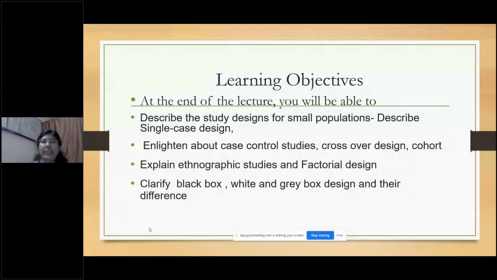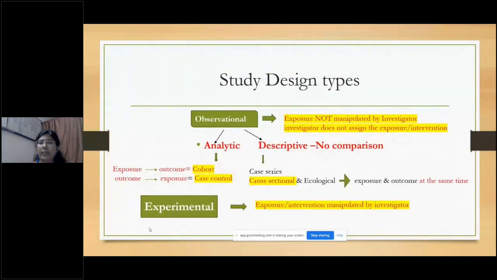Today we will see the types of study designs for small populations, like single case design, case control study, crossover design, cohort study, as well as ethnographic studies and factorial design. We will also clarify black box design, which is a sort of new design, and there is a little bit of dilemma about white and gray box design and their differences. So we start with the different study design types.